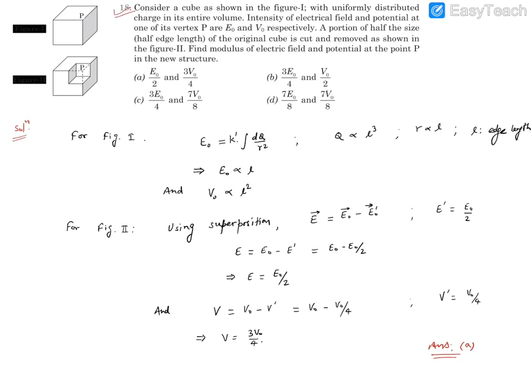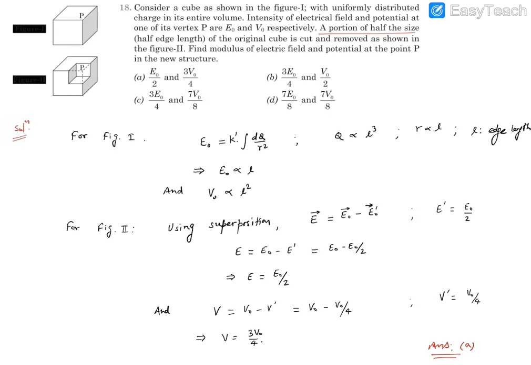Here's the 18th problem. It reads: consider a cube as shown in this figure 1, with uniformly distributed charge in its entire volume. Intensity of electric field and potential at one of its vertices P, which is shown in the figure, are V0 and E0. So V0 is for potential, E0 is for field intensity.